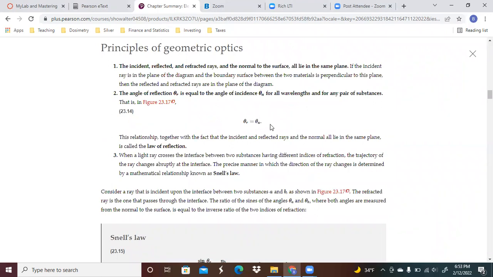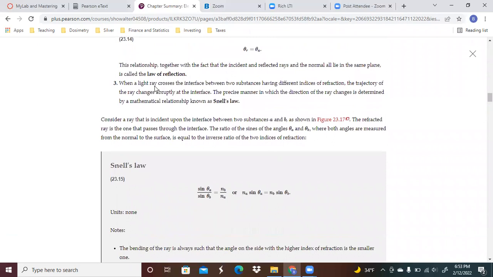This is going to be referred to as the law of reflection. This relationship is going to be equal for all wavelengths for any pair of substances. When the light ray crosses the interface between two substances having different indices of refraction, the trajectory of the ray changes abruptly at the interface.